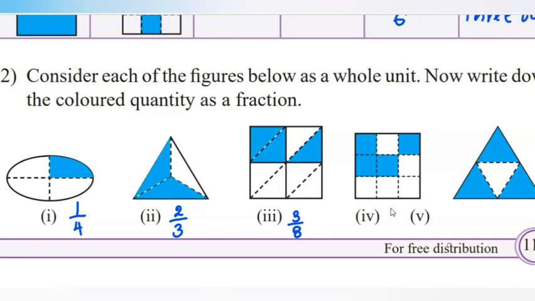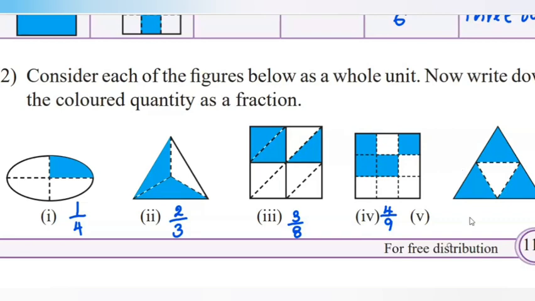Here, 4 out of 9. We always say the shaded amount on top. So 4 has been shaded, out of 9. Total 9 equal parts are there. Then out of them 4 parts have been colored. So we read this as 4 out of 9.